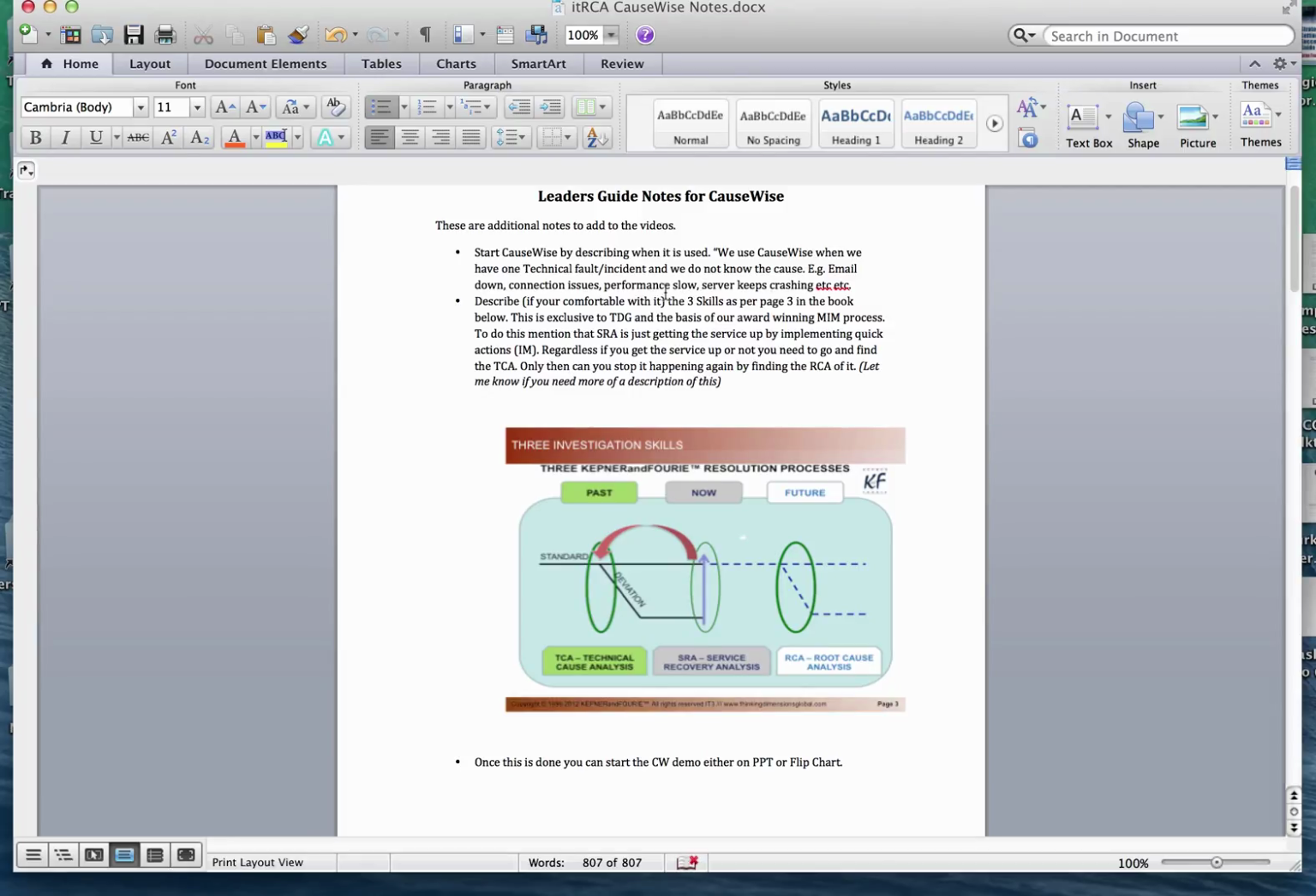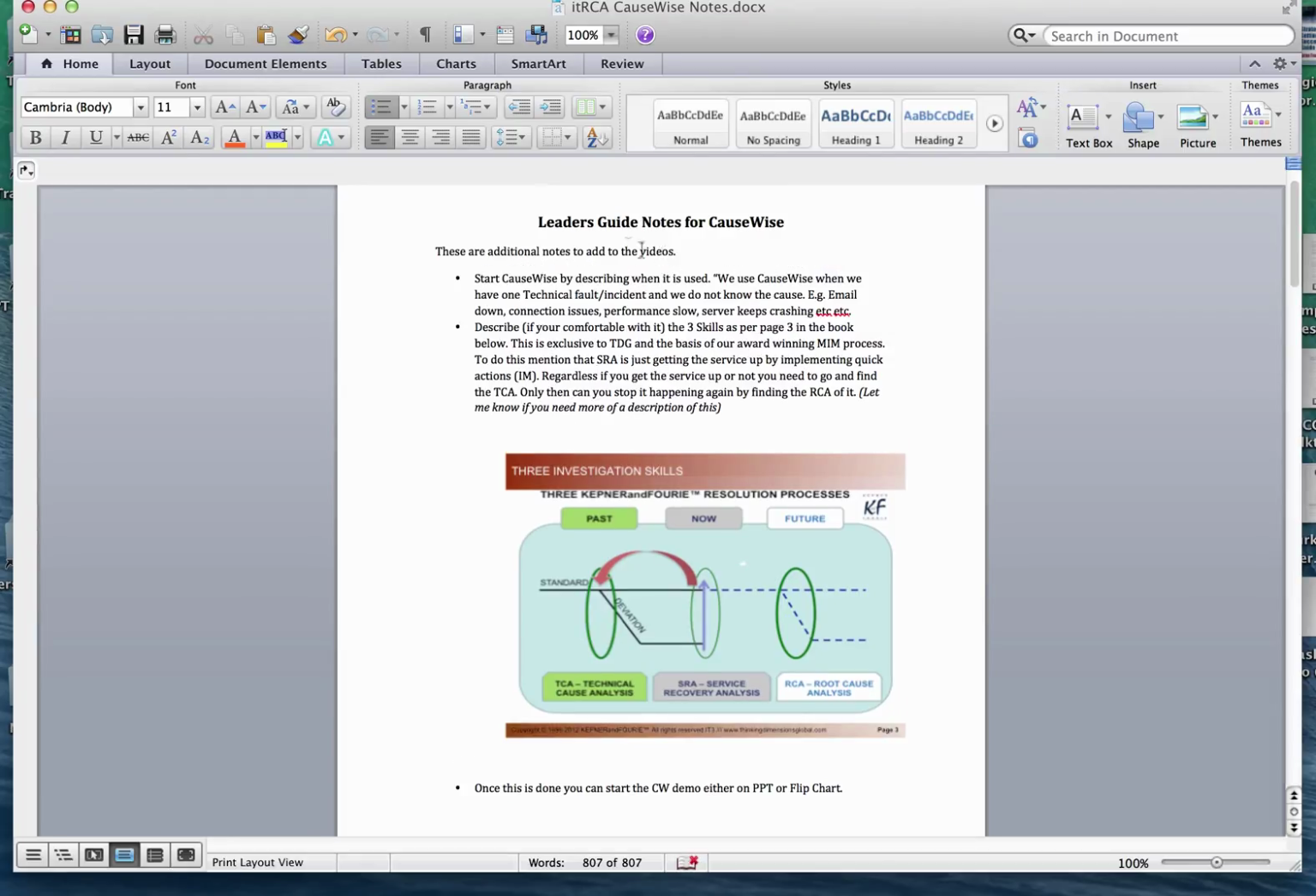Okay, this is a brief description of the Leader's Guide's notes for cause-wise, just the way we teach it in the itRCA workshop. So very briefly, just to go over these notes. Basically, we start cause-wise by describing when it's used. Something's broken, emails down, servers keep crashing, whatever it is, a technical deviation of some sort, one technical situation that you need to resolve, and obviously you don't know the reason why it's broken.